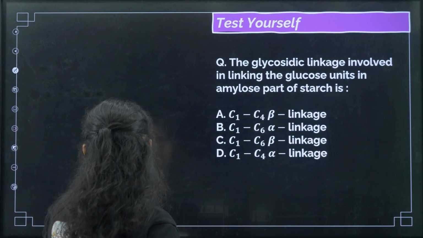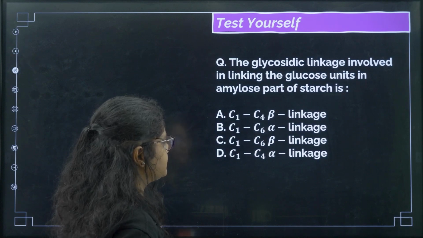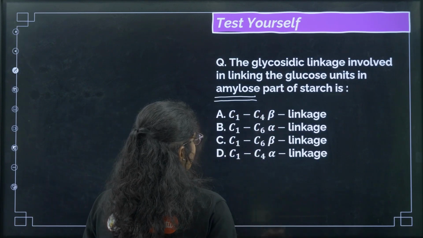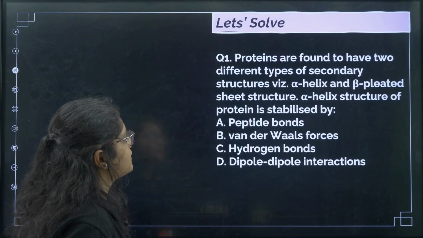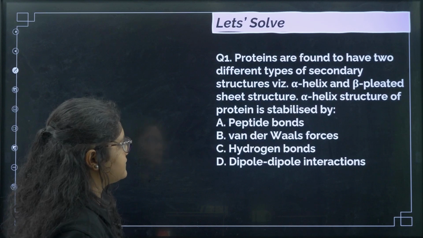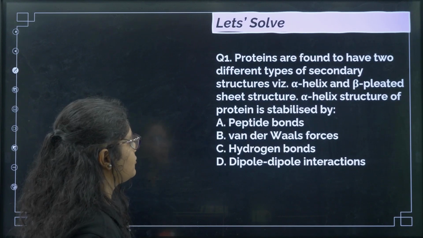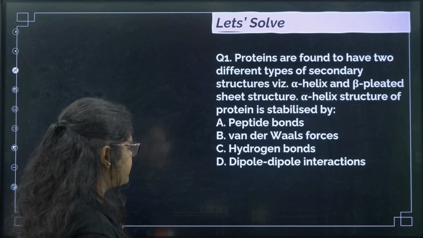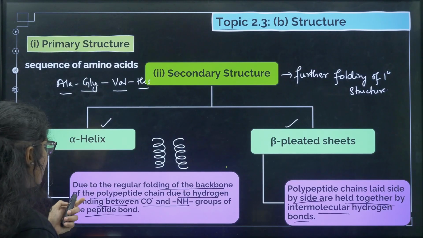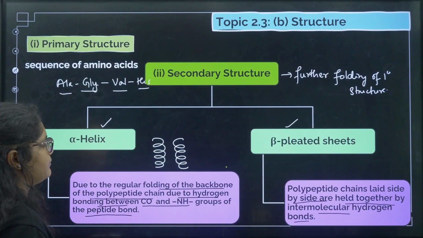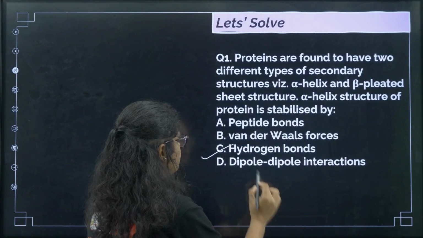Last class I gave you one question: the glycosidic linkage involved in linking glucose units in amylose. If you remember, amylose was C1-C4 alpha linkage, option number D. Next, proteins are found to have two different types of secondary structures, alpha and beta. Alpha helix structure of the proteins is stabilized by, as we have just discussed, hydrogen bond. So the answer is hydrogen bond.